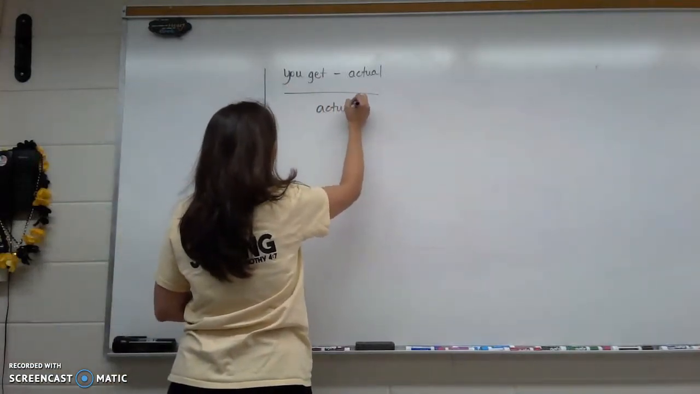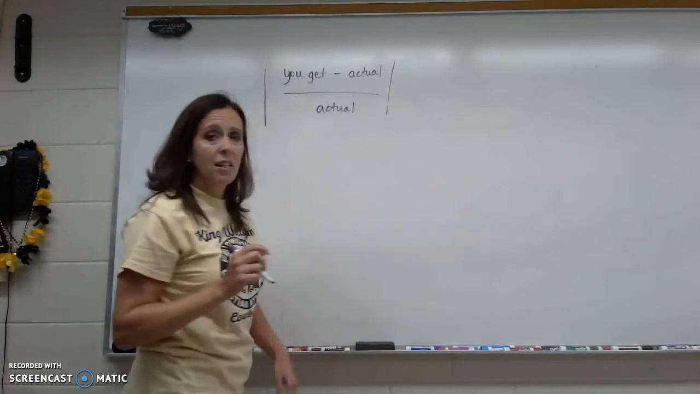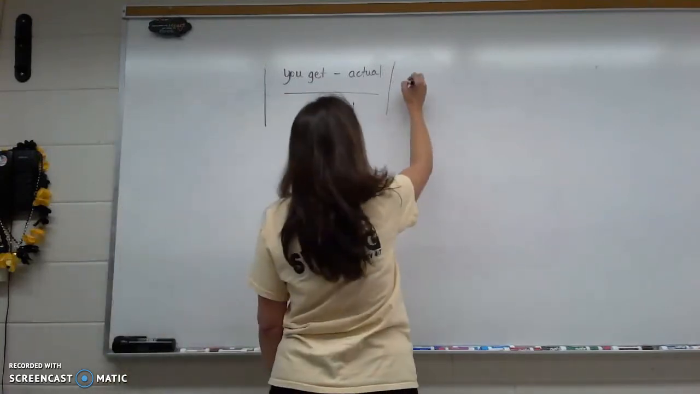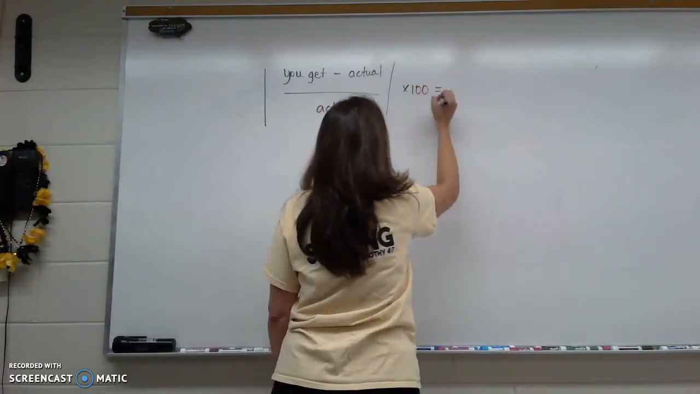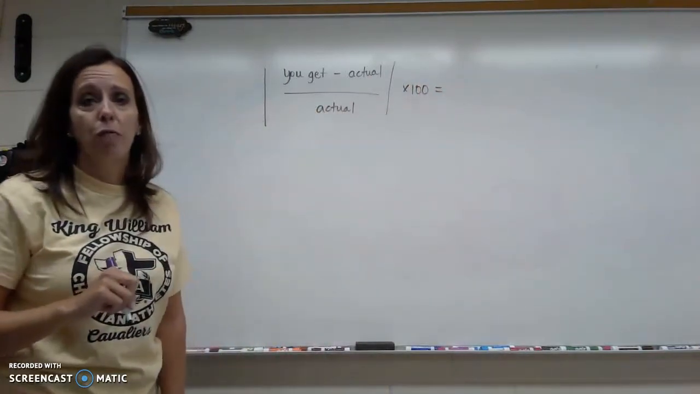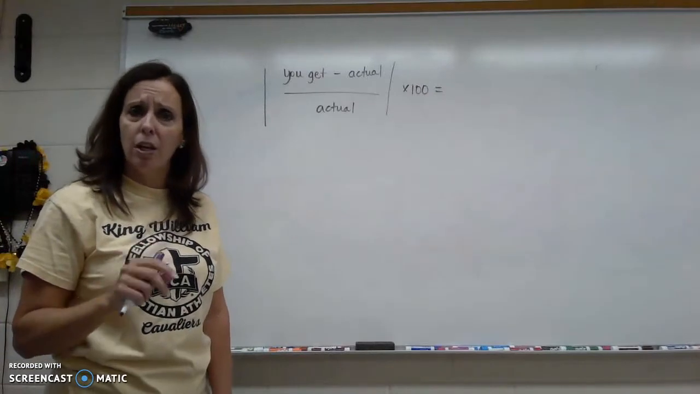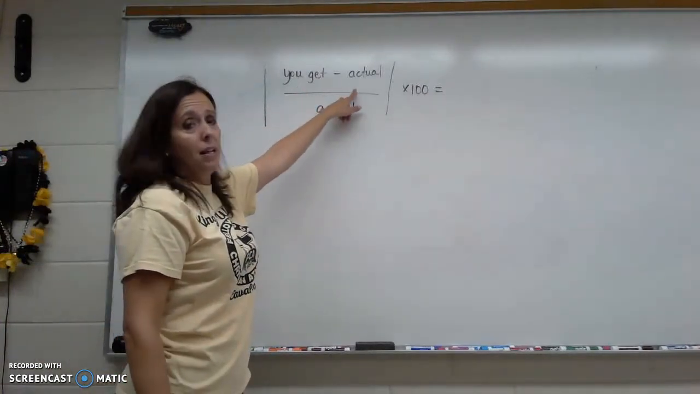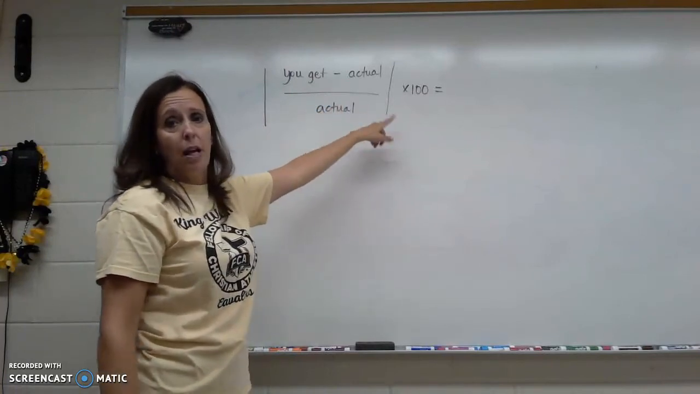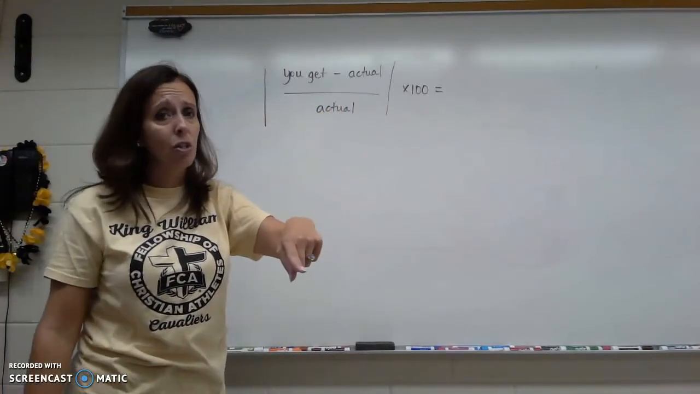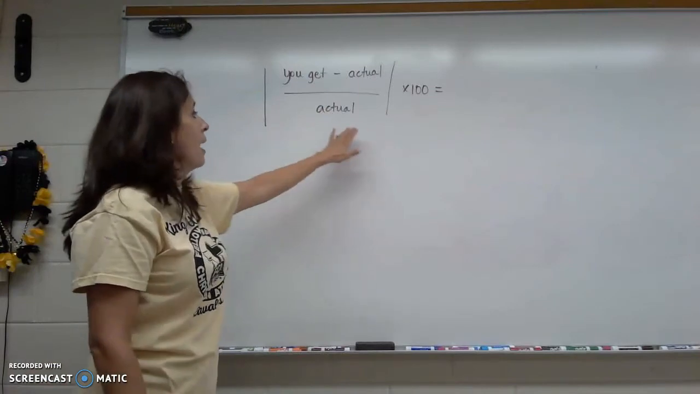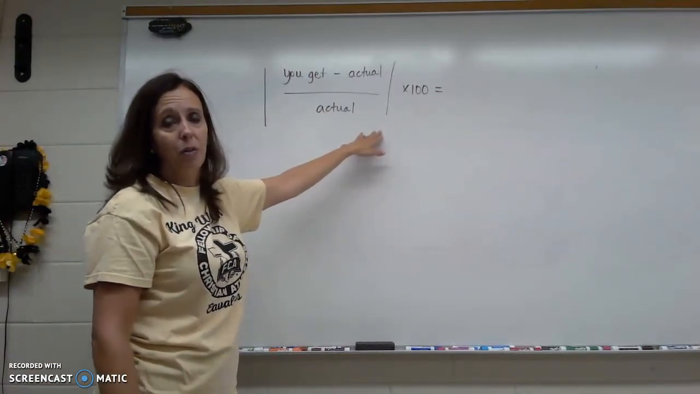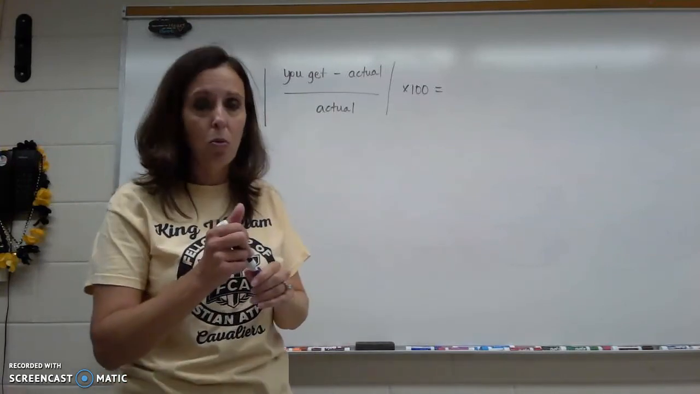Divided by the actual. Because it is a percentage, you always do what with percentages? Multiply by 100. Okay? There's your formula. So all we're doing with percent error is just plugging in numbers. What we get minus the actual over the actual times 100. And if we get a negative answer, because we have these absolute value bars there, we're always going to make it positive. Okay, guys? Well, I hope that helps you out some.